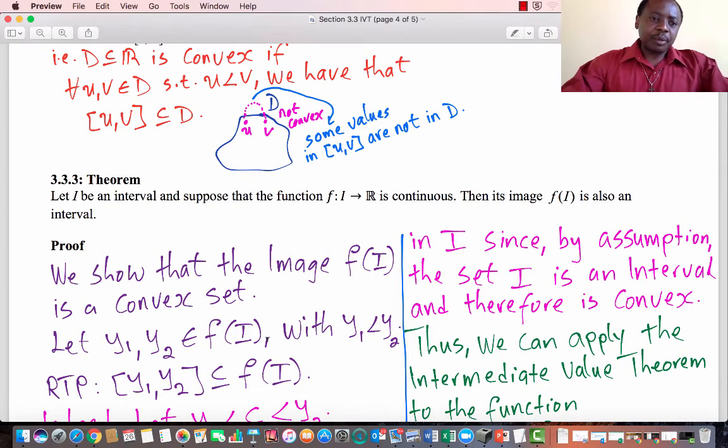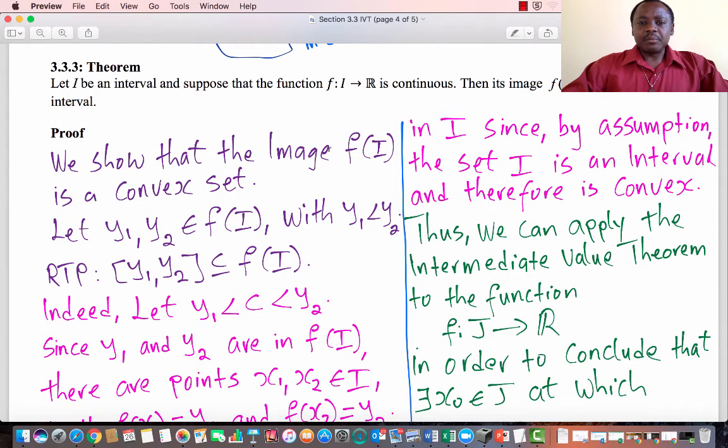Subsection 3.3.3 theorem. Let I be an interval, and suppose that the function f from I to R is continuous. Then we conclude that its image f of I is also an interval. Now I want you to watch the statement of this theorem very carefully. Number one, I has to be an interval. Number two, f is a function from I to R. Number three, f is continuous. If these three properties hold, then we can conclude that the image set f of I is also an interval. Let's go ahead and prove that, and we would come to the end of section 3.3.